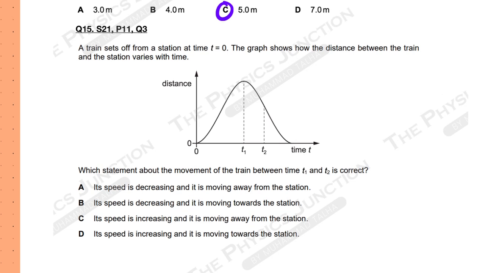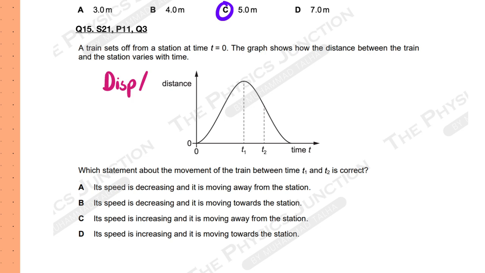Alright, so this is a sort of weird question in the sense that we know that a distance time graph cannot descend. But if you think about what this is, a train sets off from a station at time t equals 0. The graph shows how the distance between train and station varies with time. Because we are looking at the distance from the station of the train, this is really a displacement time graph. Now this is why it's weird, because displacement time graphs are technically not part of the syllabus.